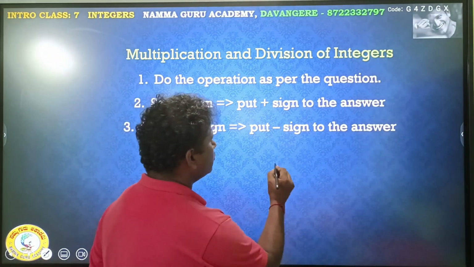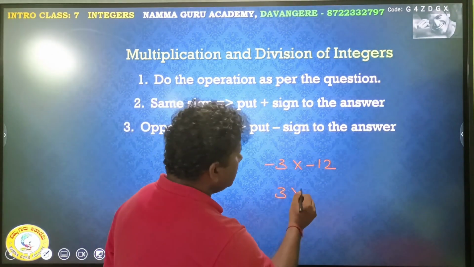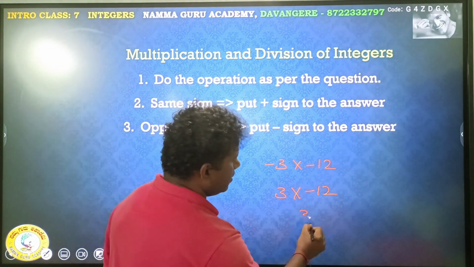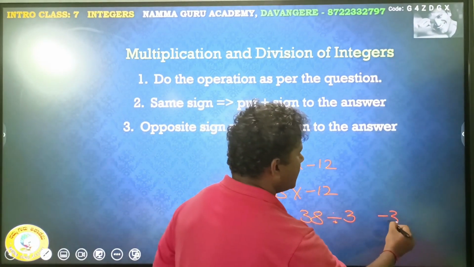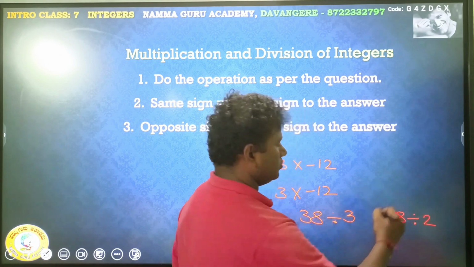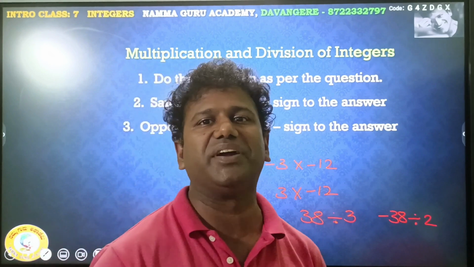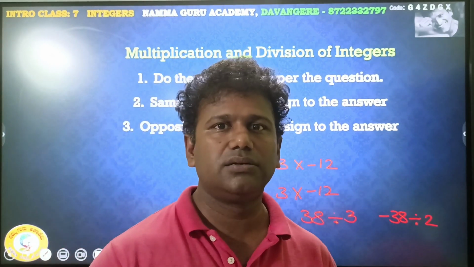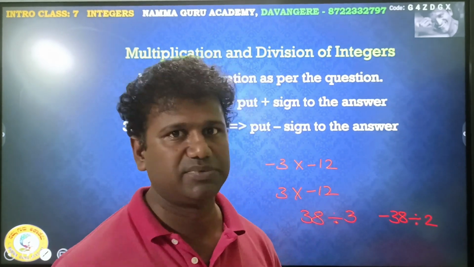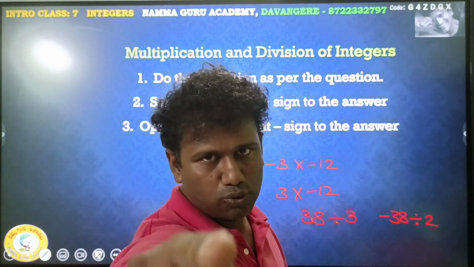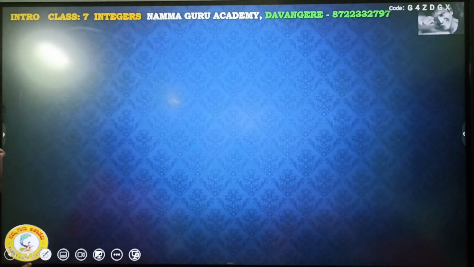For your practice, I give some questions. Minus 3 into minus 12. 3 into minus 12. 38 divided by 3. Next, minus 38 divided by 2. Solve these questions and put it in the comment box, because we are going to feel perfect. By just listening in the class, you are not going to get marks in mathematics. To score high, you need to practice as many times as possible. And then, as I told, whichever may be your school, our students must become toppers. So please practice as many times as possible.